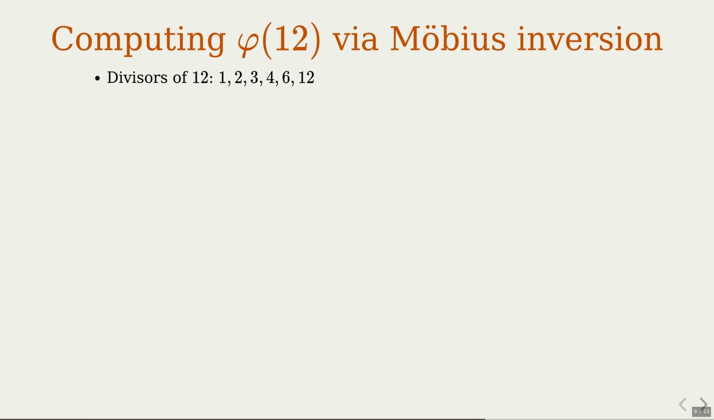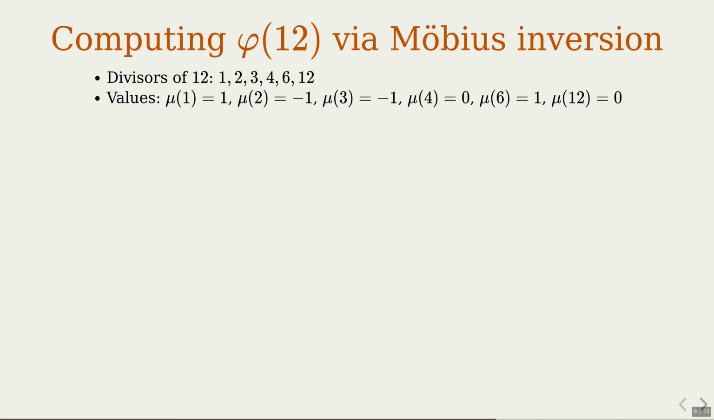First, list all positive divisors of 12, which are 1, 2, 3, 4, 6, and 12. Using the definition of mu, we get 1 for 1, minus 1 for 2 and 3, 0 for 4 and 12 because of squared prime factors, and plus 1 for 6.